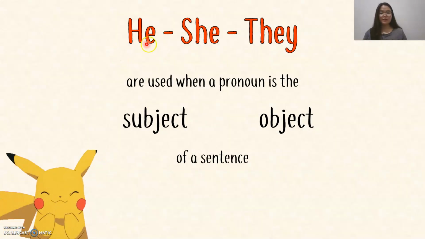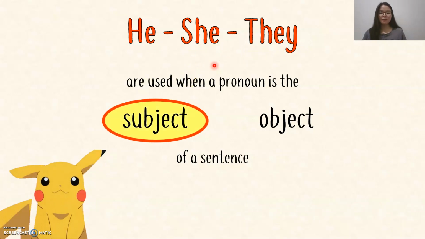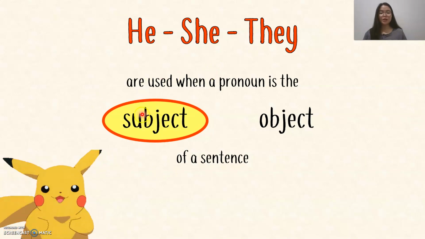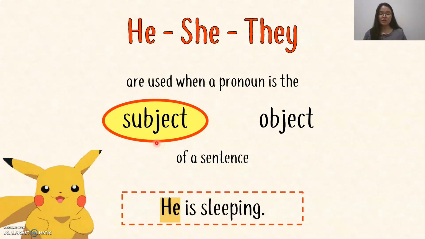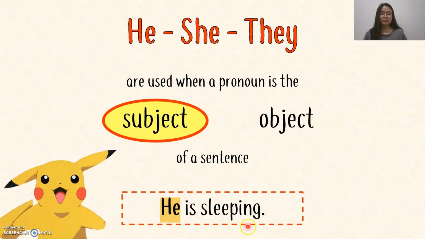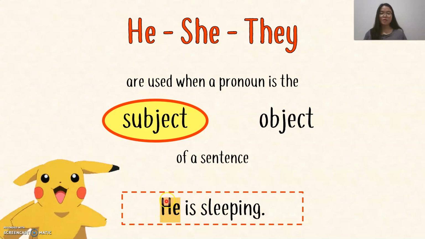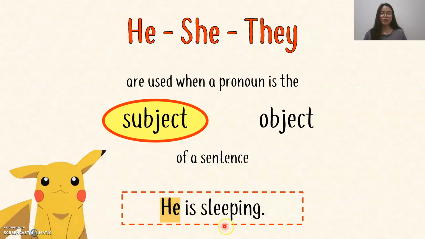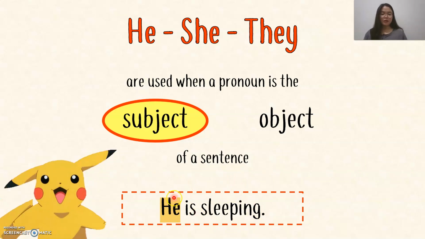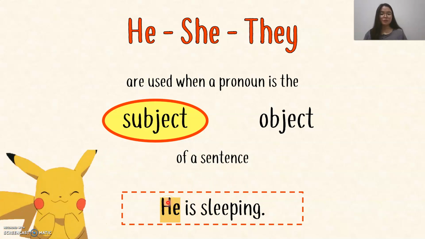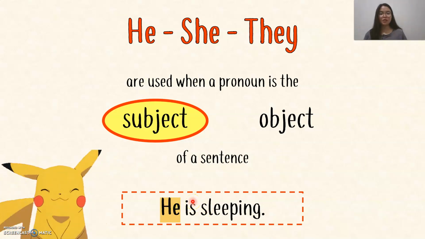Here's the first one. He, she, and they are used when a pronoun is the subject of a sentence. Subject here means it becomes the agent who is doing the action. Here's the example. He is sleeping. So he here becomes the subject of the sentence, the agent who is doing the action of sleeping. So once again, if it is used as the subject of the sentence, we use he, she, they.